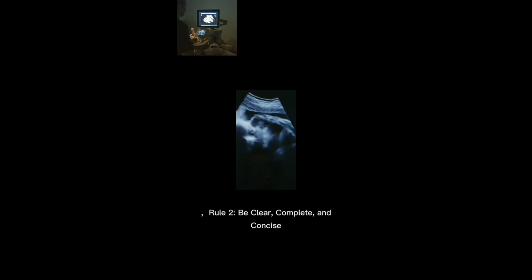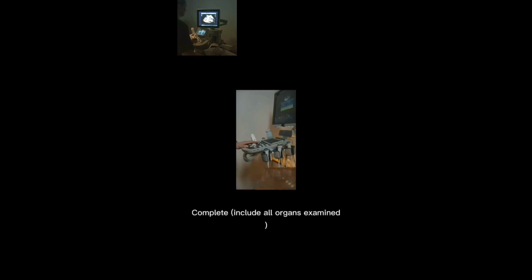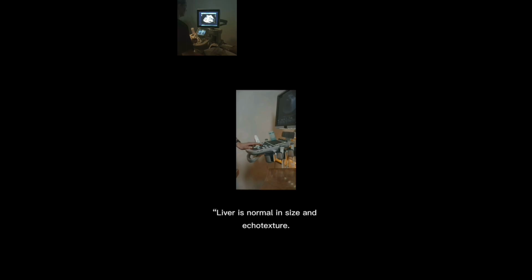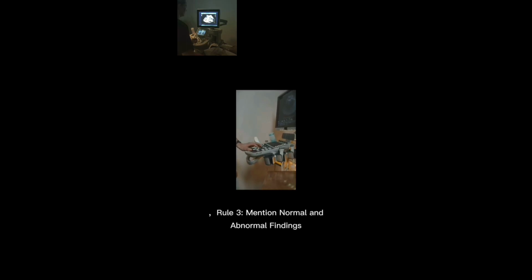Rule 2. Be clear, complete, and concise. Your report should be clear, easy to read. Complete, include all organs examined. Concise, not too long or confusing. Example: liver is normal in size and echo texture. No focal lesion seen.